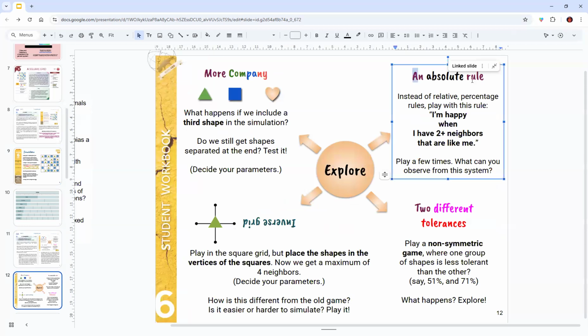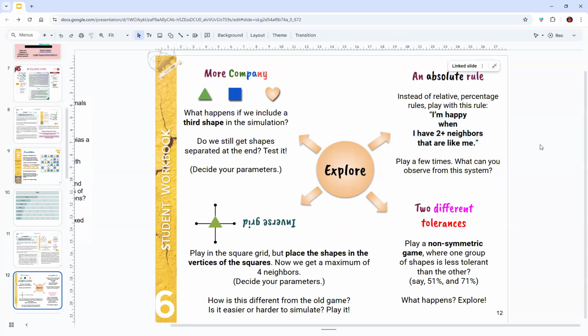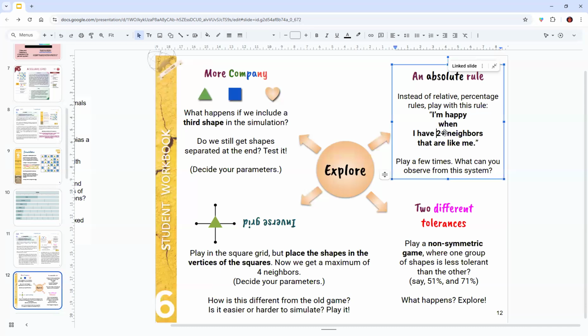The third is called an absolute value. So it's getting rid of percentages and relative conditions for happiness, like 70% of my neighbors, things like that, and just go simpler with this rule. I'm happy when 2 or more neighbors are like me. Even if I have 3 neighbors, even if I have 8 neighbors, doesn't matter. That's irrelevant. I just want 2 friendly people like me, and the rest, I don't really care.